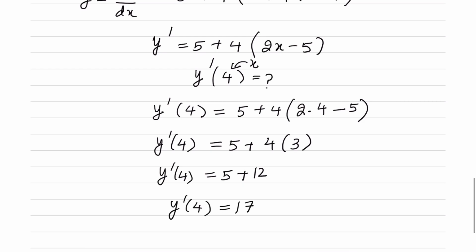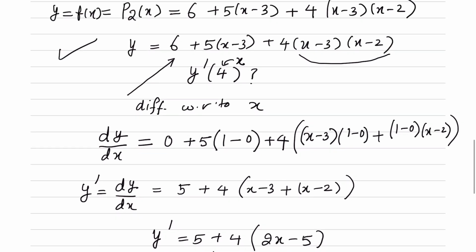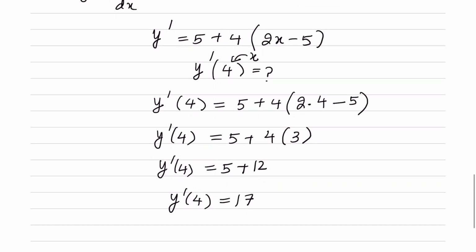So first we constructed the polynomial y or p2 of x by using the backward differences method. Once we had the polynomial, we differentiated it with respect to x, and finally in the place of x we plugged the value 4 and we got y dash at 4 as 17. So we are done with this problem.